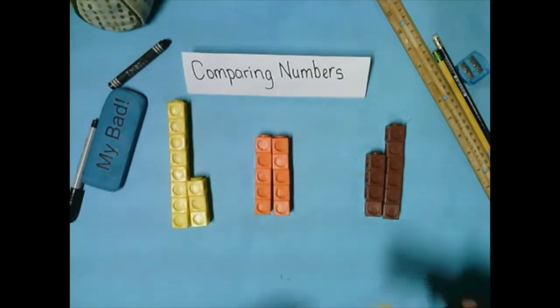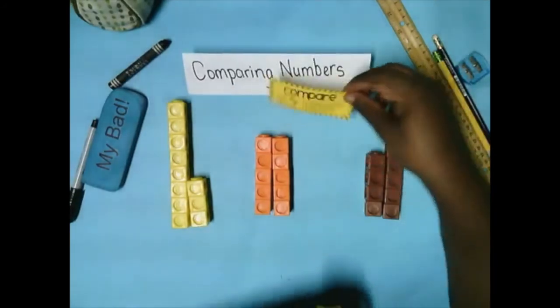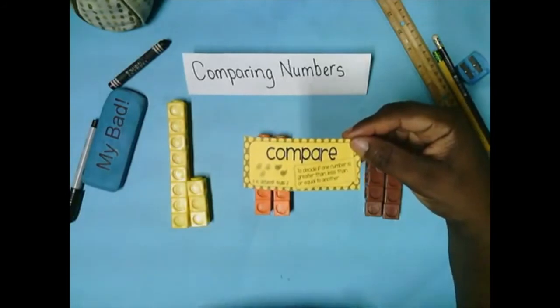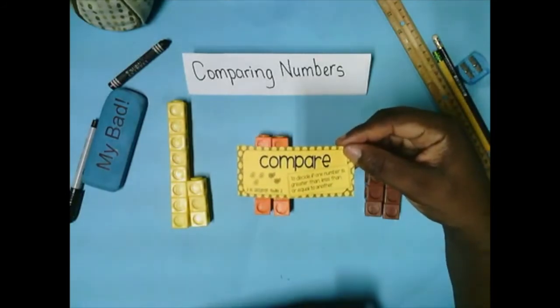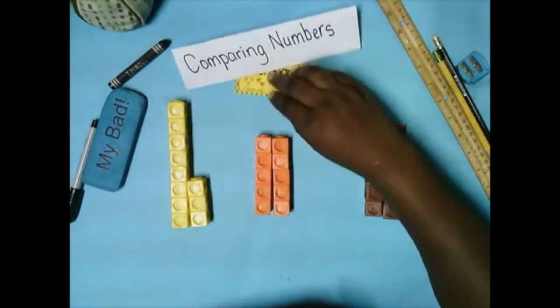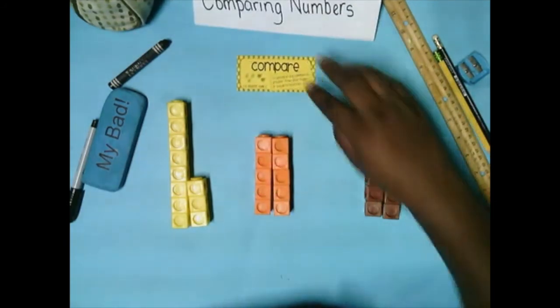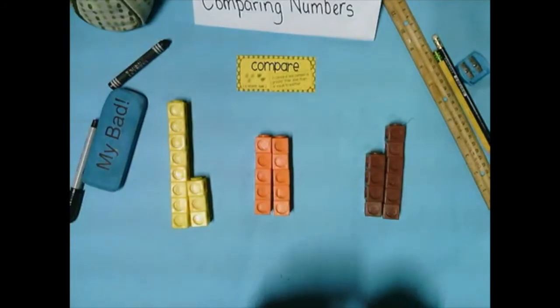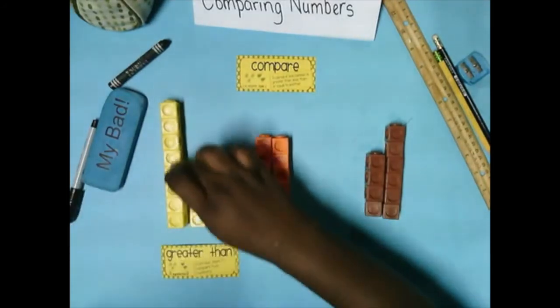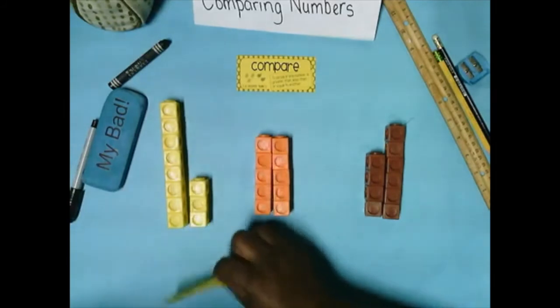And when we compare, it means to decide if one number is greater than, less than, or equal to another. That's when we compare. So when we look at these, what we've done is compare them. Here we have 8 is greater than 3.